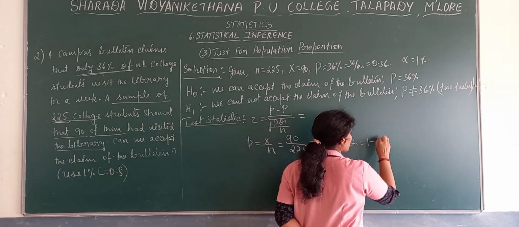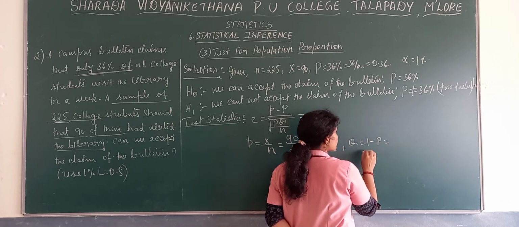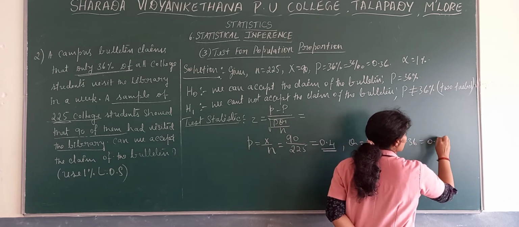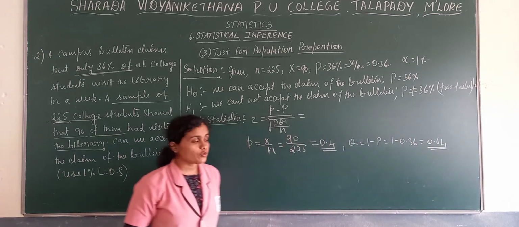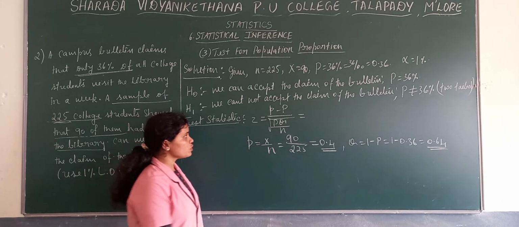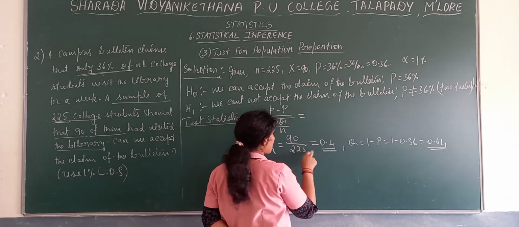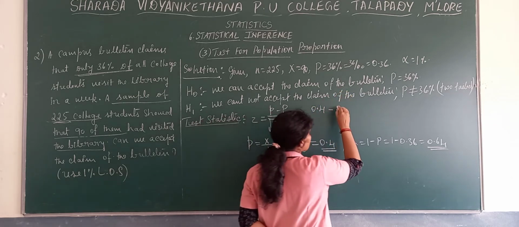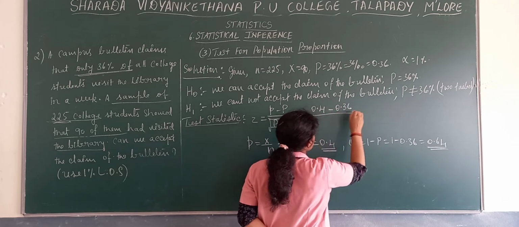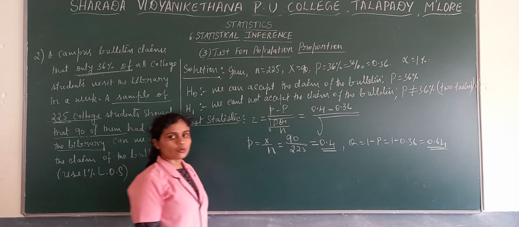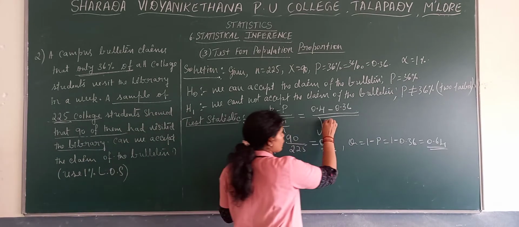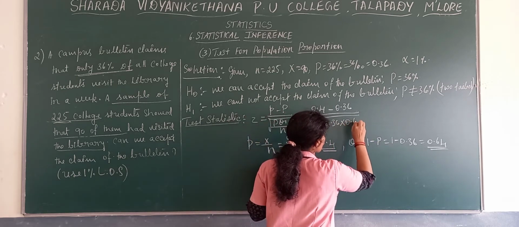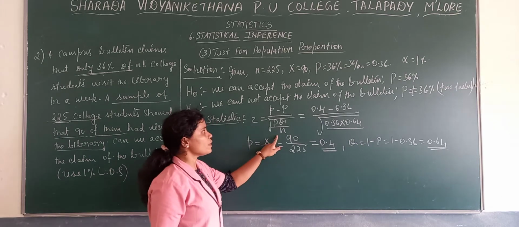So let us find Q now. Q is equal to 1 minus P. So we know that 1 minus 0.36, so Q is equal to 0.64. Now substitute into the formula: we know the value of p as 0.4 minus P, here we have 0.36, divided by root PQ by n. P is 0.36 into the Q value we got as 0.64, divided by the sample number, that is 225.